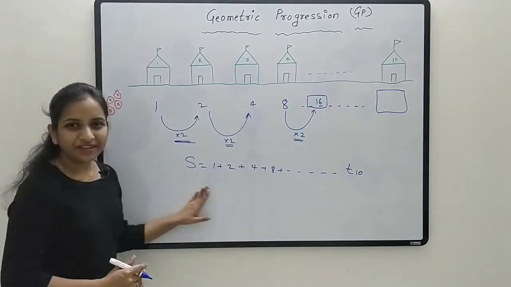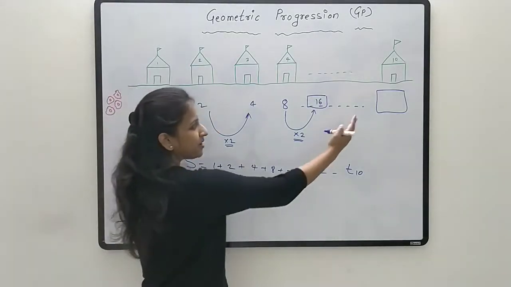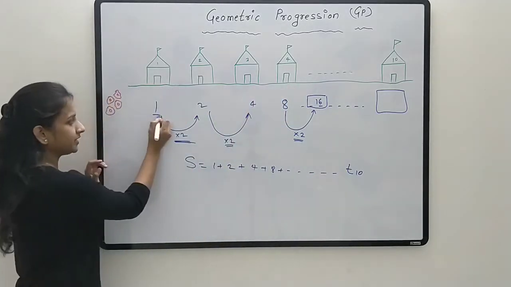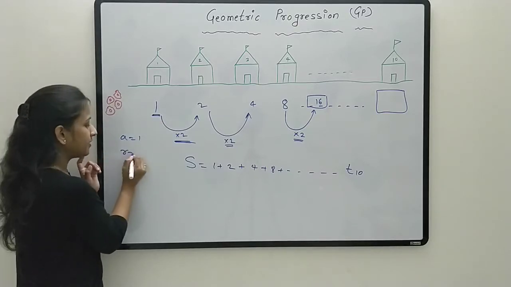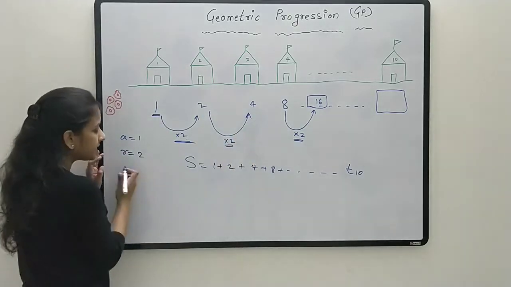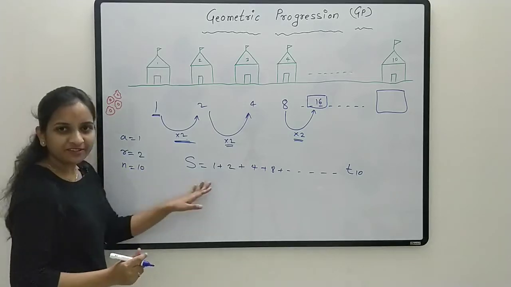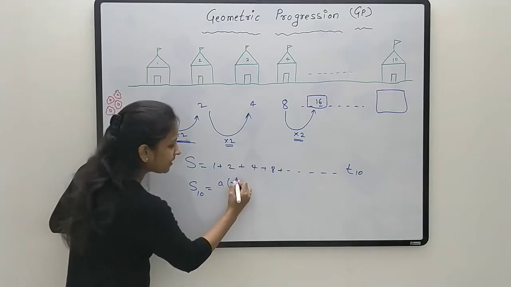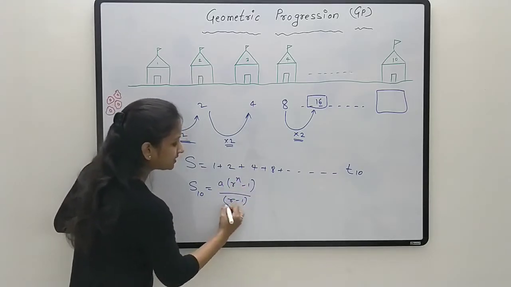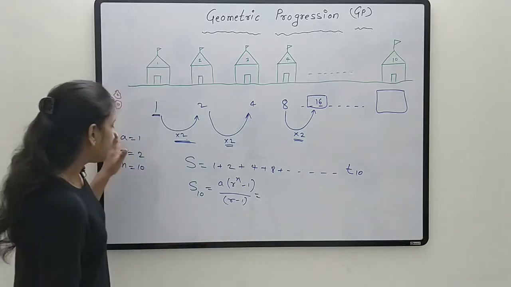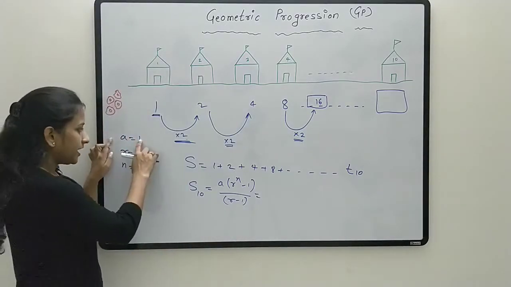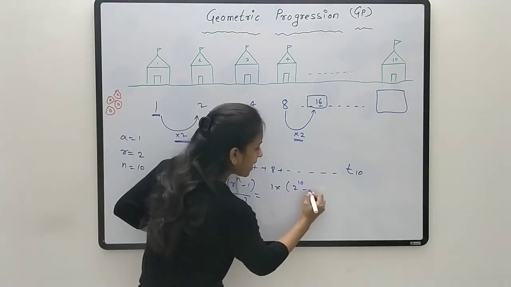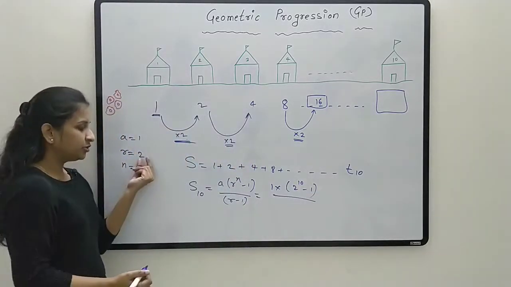Now let's come back to our previous example. We have to find the sum of the first 10 terms of the GP series. For this GP series, the first term is 1. So A equals 1. Common ratio is 2. There are 10 terms, so we can say n equals 10. Let's apply the formula and find the sum of 10 terms. S10 is equal to A into r power n minus 1 upon r minus 1. This is the formula. Just now we have seen this. Let's substitute these numbers here and find the sum. A is 1 into r power n, 2 power 10, minus 1 divided by r minus 1, 2 minus 1.